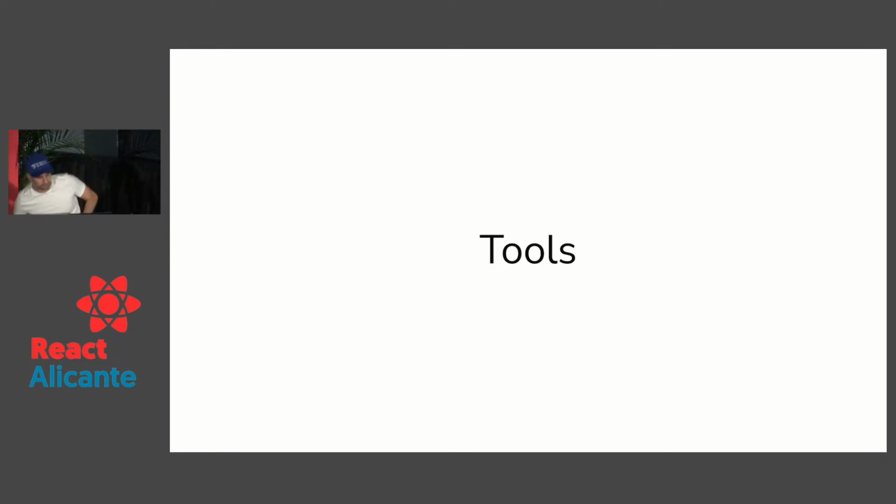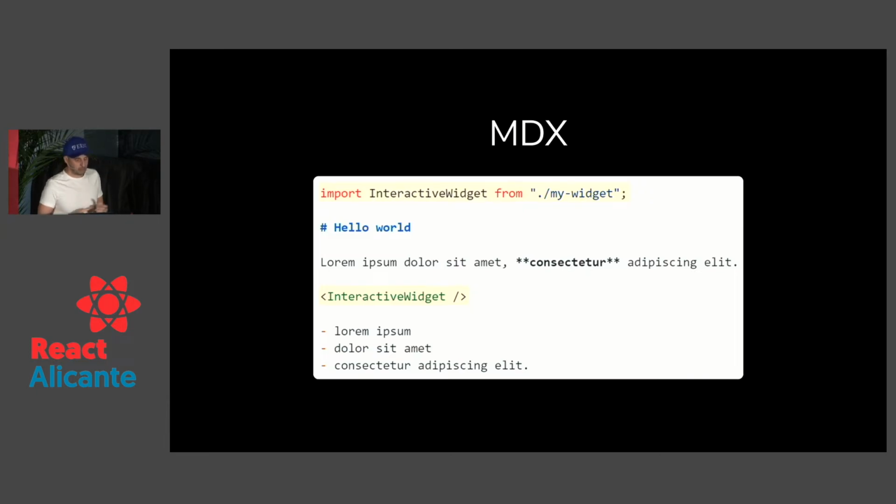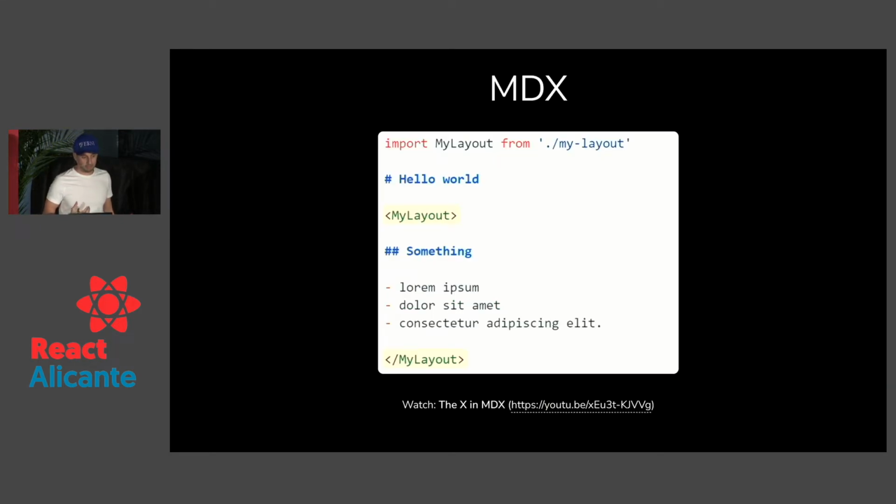Okay, let's see some tools. Almost everyone uses Markdown to write technical content. And MDX is an extension to Markdown where you can import components. So this is very useful for interactive widgets. You just import a component and put it along the text. And it can also be used to pass Markdown to components. This is a very powerful technique. I have an entire talk on this topic. You can search DX in MDX. Not now, but it's there.